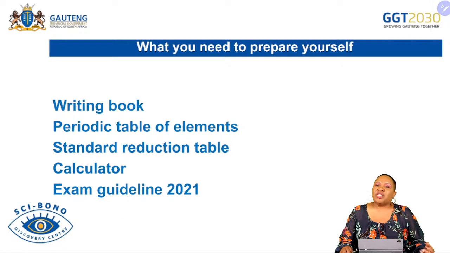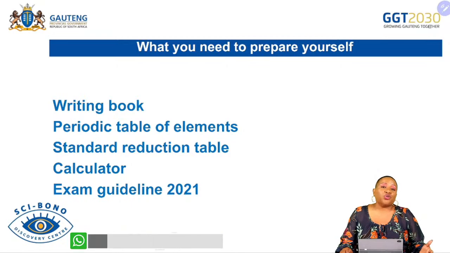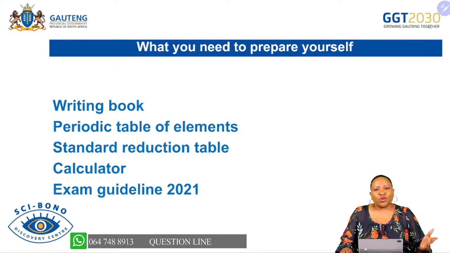Therefore, what is it that you will need for this session, at least, so that you can also participate actively? You will need a book to write, of course, so that whatever you want to note down, you have a book that you're going to use to write on. You also need a periodic table of elements. I always encourage you that whenever we are going to do a chemistry lesson, always make sure that your periodic table is next to you. And you also need the standard reduction potential table. Both the periodic table and the standard reduction potential table you can get from your exam guideline. So you can also have your exam guideline 2021 to assist you as a reference.